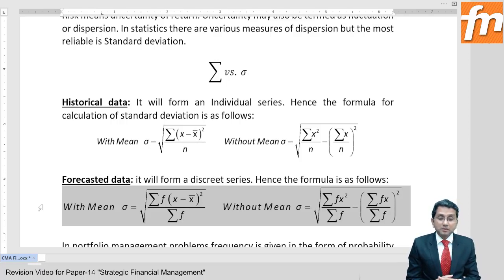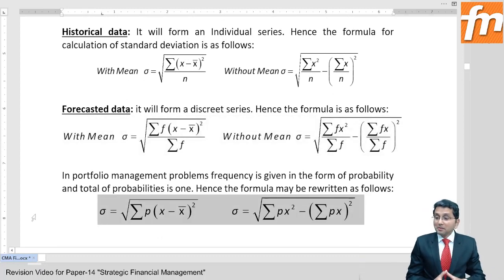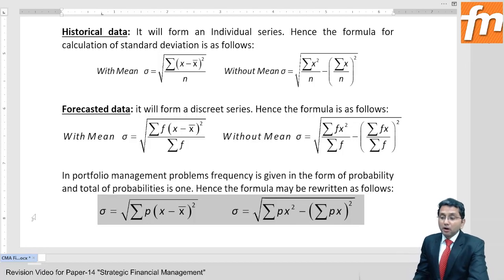Summation of fx square upon summation of f minus summation of fx upon summation of f raised to the power n. But you know that you can simply replace this frequency by probability. So summation of p will be 1. You should not divide by 1; there is no need to divide by 1. The formula will be summation of p into x minus x bar square, and without mean it will be summation of px square minus summation of px whole square, under root.